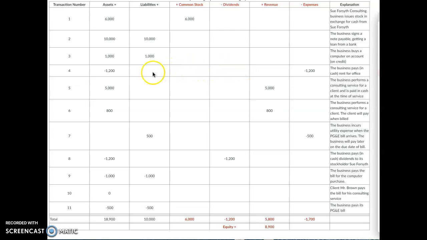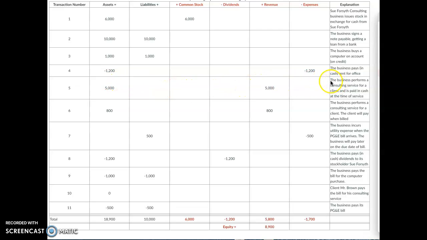So let's look at transaction number 4, where the business pays in cash rent for office. Rent expense is an account that is an equity account. Expenses decrease equity. And this transaction also decreased cash.